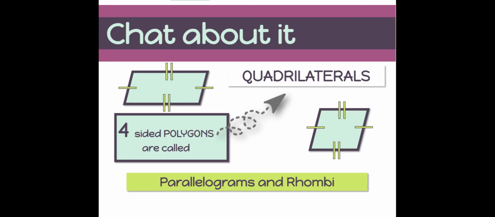Some other types of quadrilaterals, which means four-sided polygons, are parallelograms and rhombi. Rhombi is the plural for rhombus. This rhombus here looks very similar to a square. All four sides are the same length. But when you look closely, it's like on a slant.